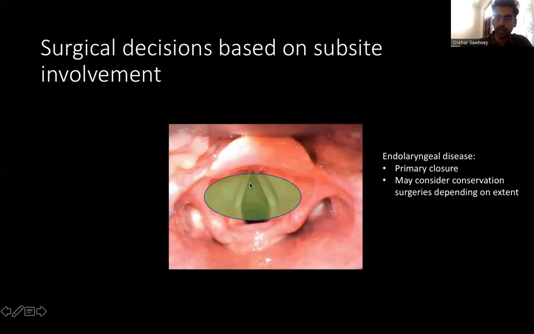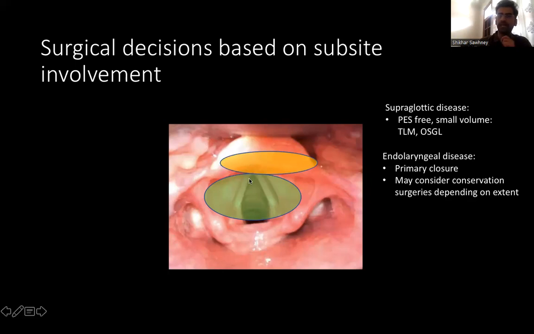If a tumor is located in the endolaryngeal area, if we are considering a total laryngectomy, tumors limited to the endolaryngeal area may very well be amenable to a primary closure of the larynx after the laryngectomy is done. If it is a small volume disease, these tumors may also be considered for conservation laryngeal surgeries, depending, of course, on the extent of these tumors. If there is a tumor located in the supraglottic area, and it is a small volume disease and the pre-epiglottic space is free, these tumors may be amenable to a transoral laryngeal microsurgery or an open supraglottic laryngectomy.